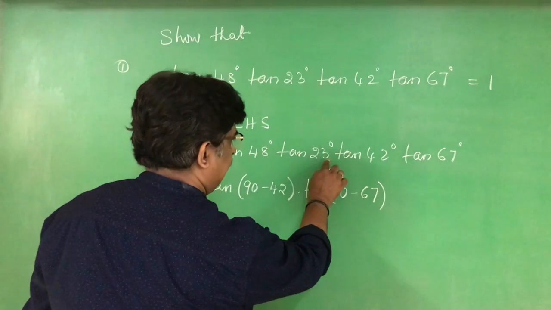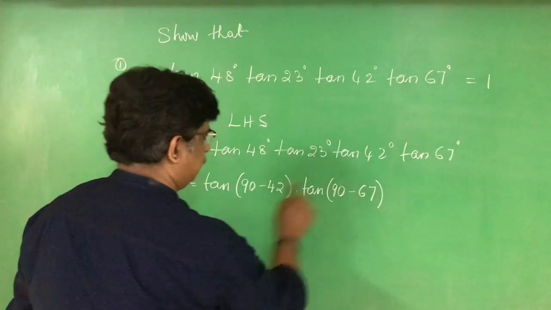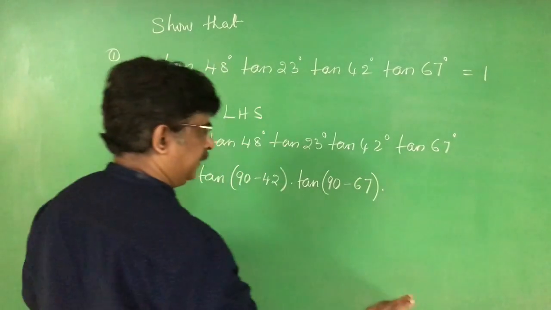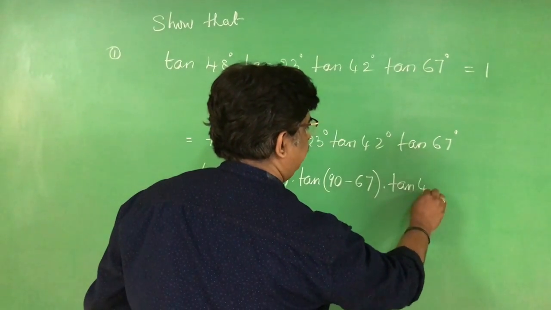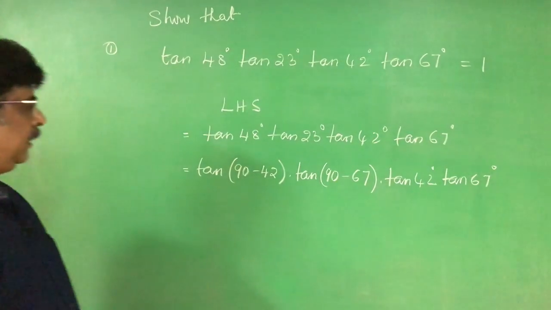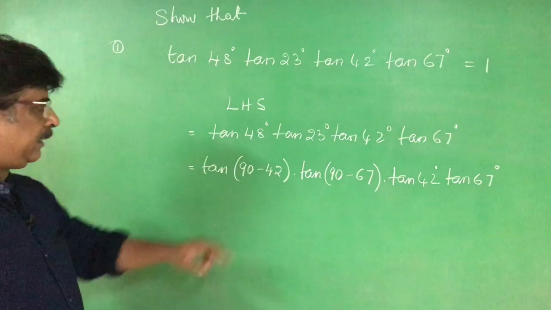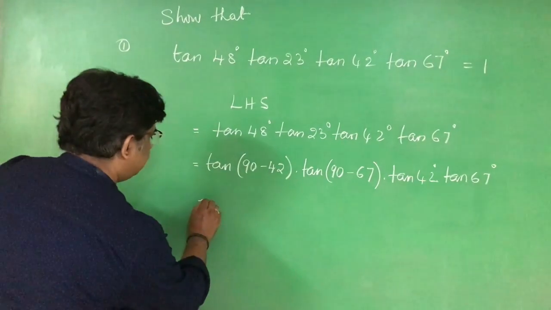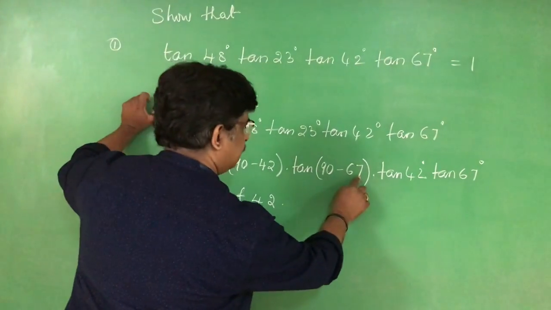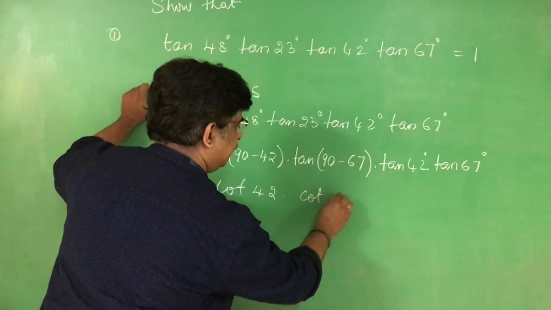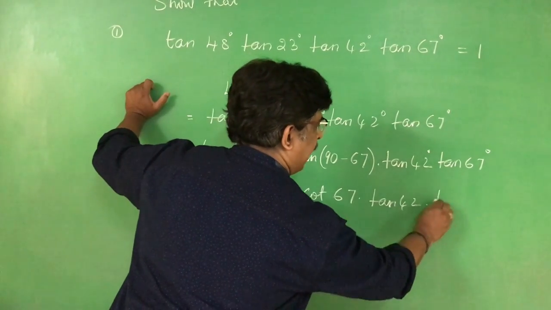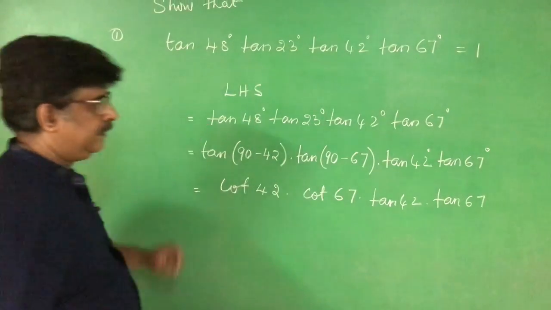Tan 23 is written as tan of 90 minus 67. 48 is written as 90 minus 42, into, I keep these two as it is, tan 42, tan 67, right? Tan 90 minus theta is cot theta. Therefore, it becomes cot 42 into cot 67, tan 42 as it is, tan 67 as it is, right?